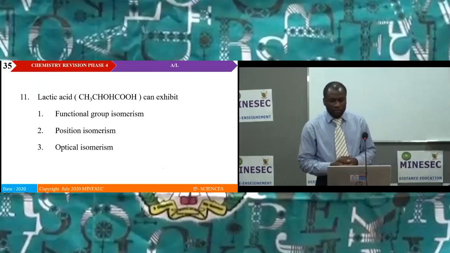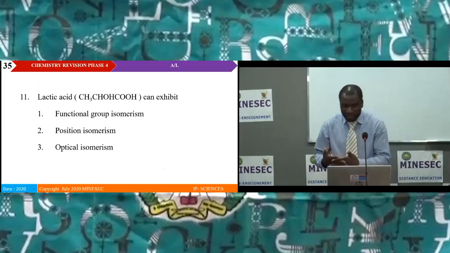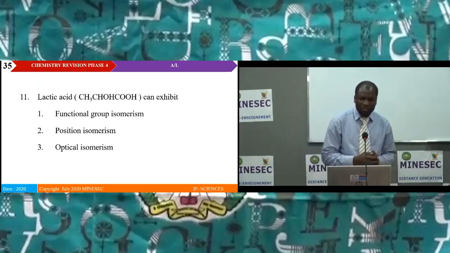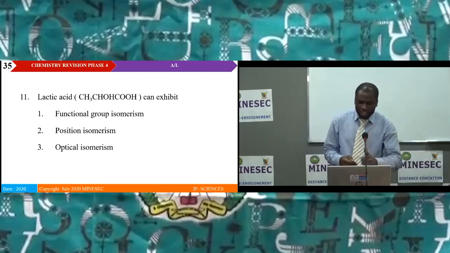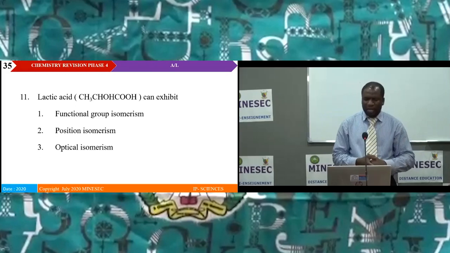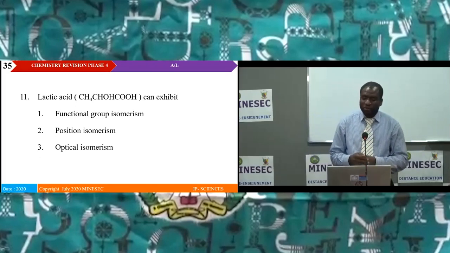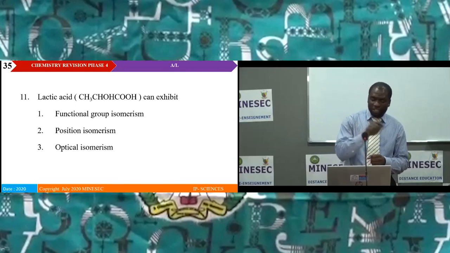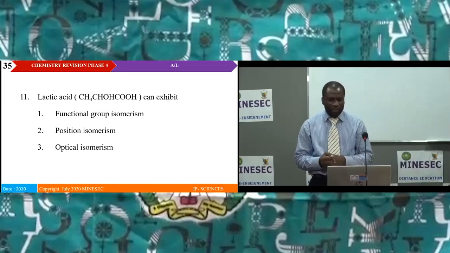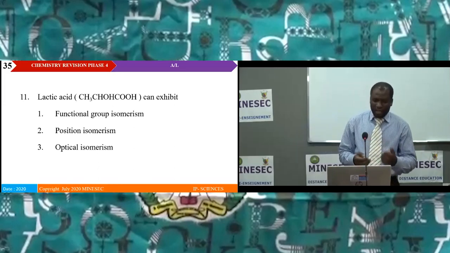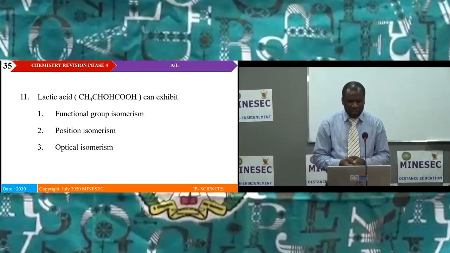11. Lactic acid, that is hydroxypropanoic acid, can exhibit: 1, functional group isomerism; 2, position isomerism; and 3, optical isomerism. When you look at the molecular formula, there's a chiral carbon, and the OH group can be shifted to the other carbon. So it exhibits two isomerisms, position and optical isomerism. So statements 2 and 3 are correct. So that gives us option C.